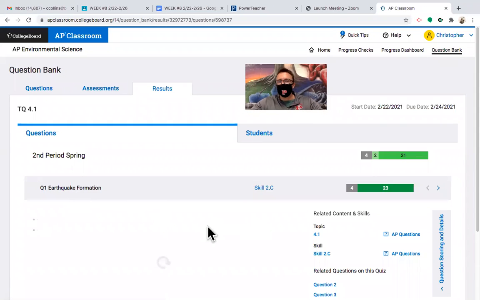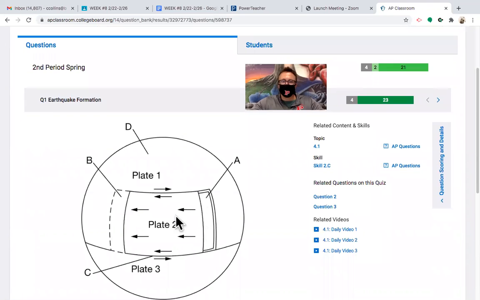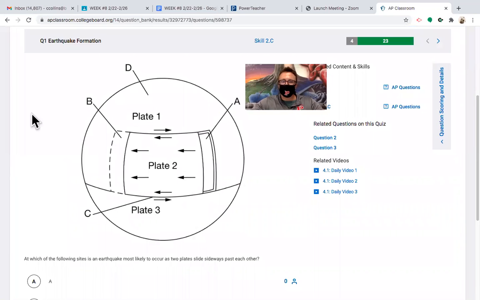Let's take a look at quake formation. So here we got this crazy diagram talking about plates. We got 3 plates, plate 1, 2, and 3. Now, the interesting thing about this diagram is it does give us some relative movements. We can see that plate 1 is moving this direction. If you think north, east, south, west, let's say it's moving in the east direction. Same with plate 3, so they're both moving in the same direction. And then plate 2 is moving in a westerly direction.